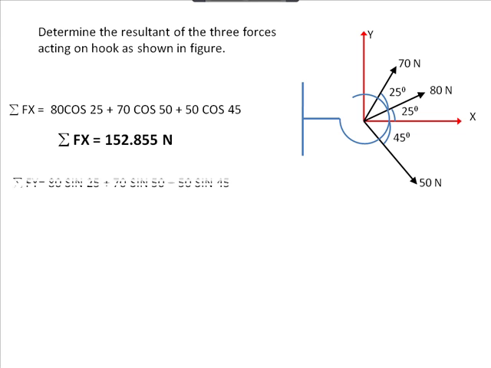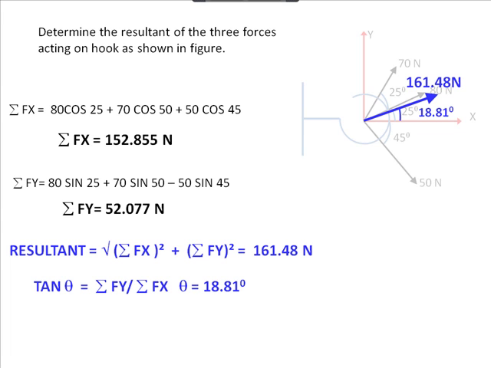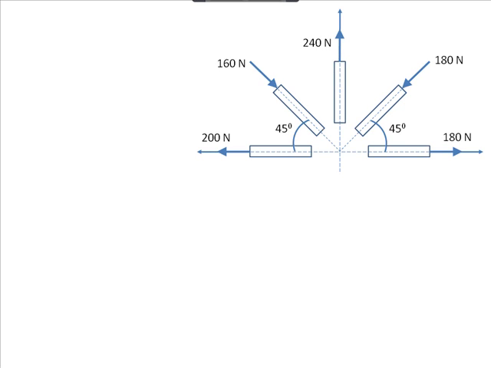Then do the same thing for y. Sigma fy 80 sin 25, 80 sin 50 and minus 50 sin 45. Find sigma fx, sigma fy, square them, add them, take under root, find the angle, and like before, show it on the figure. Answer is 161.48 Newton at 18.81 degree with x-axis in the first quadrant, and the reason for it being in first quadrant is sigma fx and sigma fy both are positive. Look at one more problem.